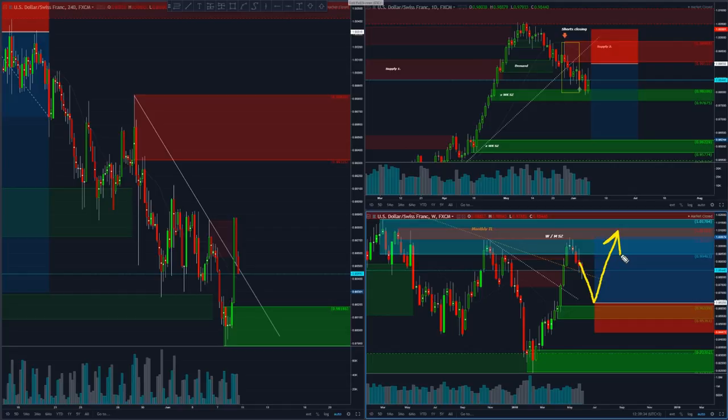However, it could probably bring volatility to the Swiss franc. So this is all for the COT reports and the cross pairs.